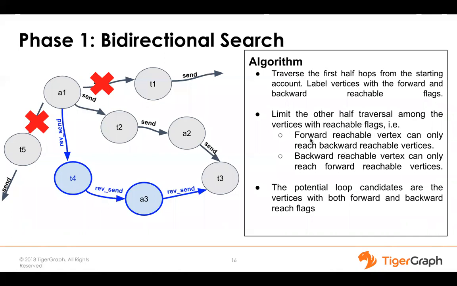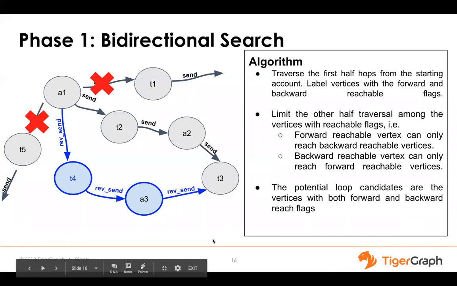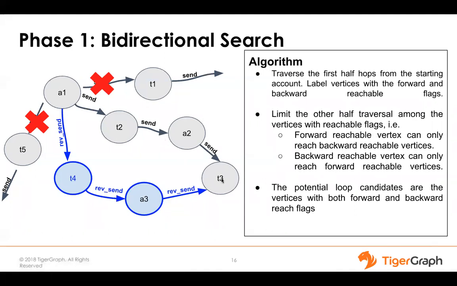So the rule is: a forward reachable vertex can only reach backward reachable vertices, and a backward reachable vertex can only reach forward reachable vertices. In this way, we limit our traversals only to potential loops. The first half of the traversal just marks all the forward and backward reachable vertices, but in the other half of the traversal, we go only to the loop candidates. All the potential loop candidates are the vertices with both forward and backward reach flags. So that's the algorithm we are using for the bidirectional search.